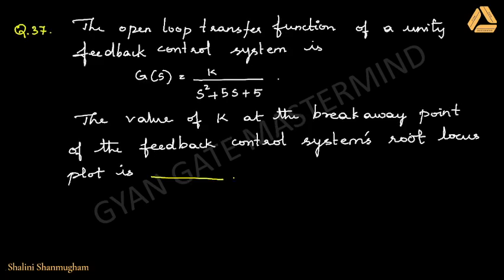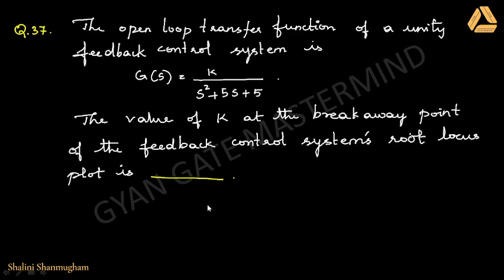So coming to the 37th problem, the open loop transfer function of a unity feedback control system is G(s) = K / (s^2 + 5s + 5). The value of K at the breakaway point of the feedback control system's root locus plot is. So they have asked to find the value of K at the breakaway point.